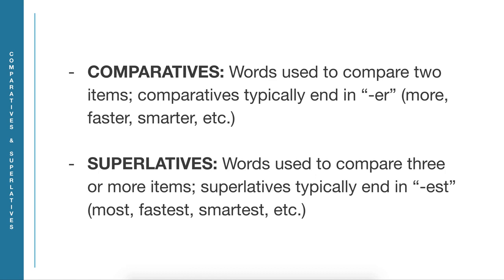Now superlatives, on the other hand, are words that are used to compare three or more items, and superlatives usually end in EST. They are words like fastest, smartest, brightest, funniest, etc.